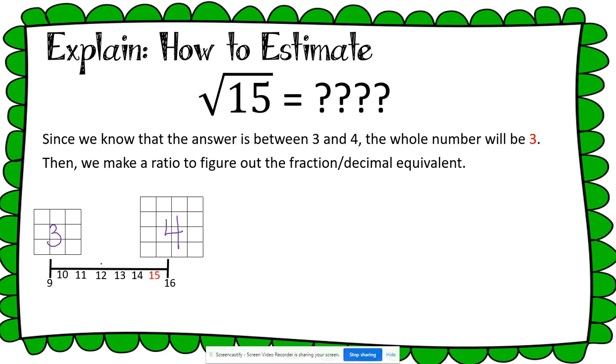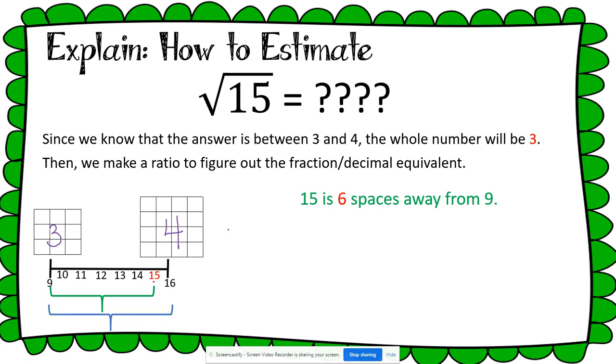The next step here is to think about where 15 would be located. So I'm going to fill in my number line from 9 to 16, and I know that I'm looking at 15, which is right here. The first question I'm going to ask myself is how far is it from 9 to 15? Well, 15 is 6 spaces away from 9. The next thing I'm going to ask myself is how far is it between my two perfect squares? So from 9 to 16. Well, I know that 16 is a total of 7 spaces away from 9.